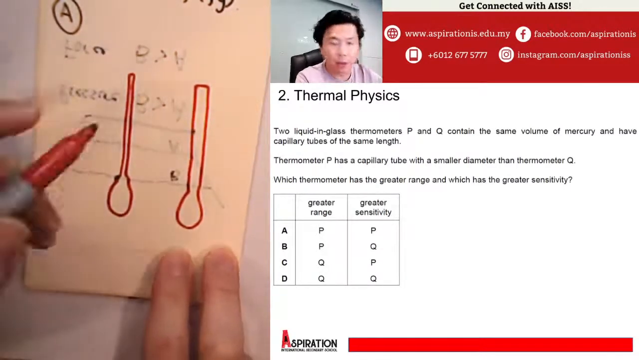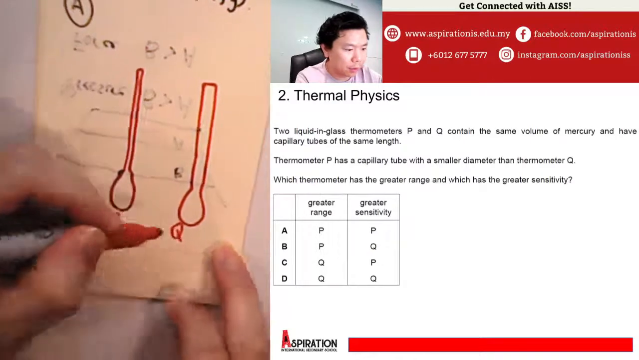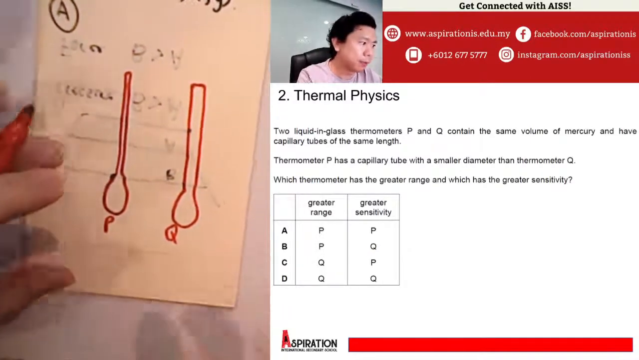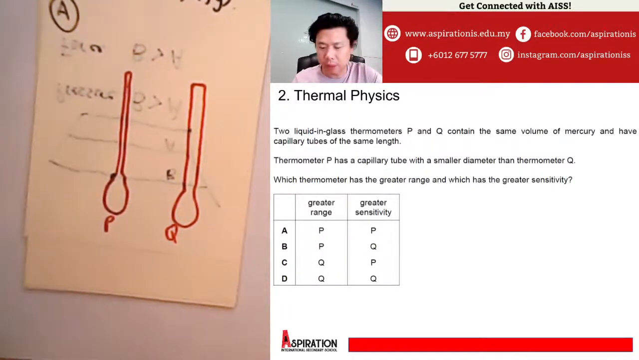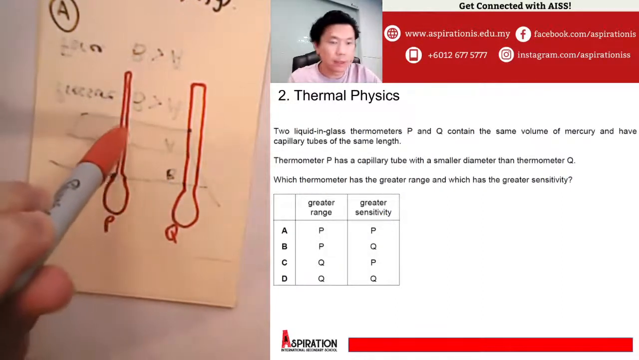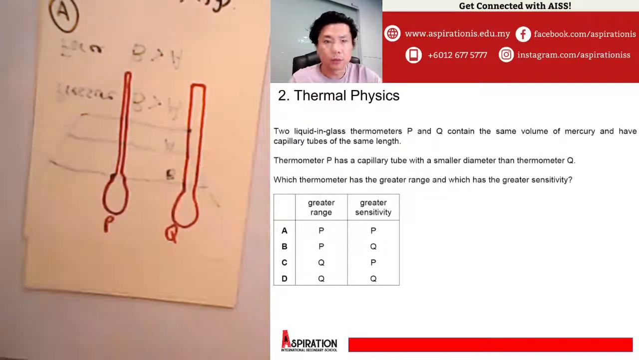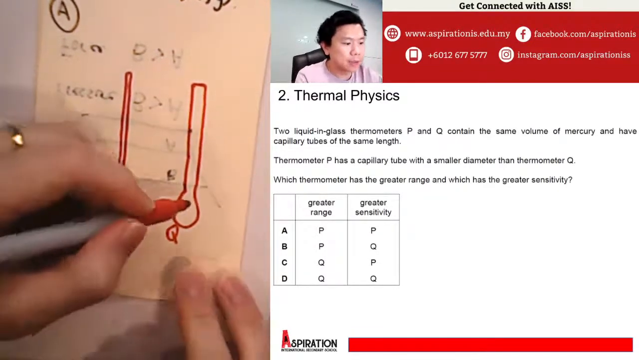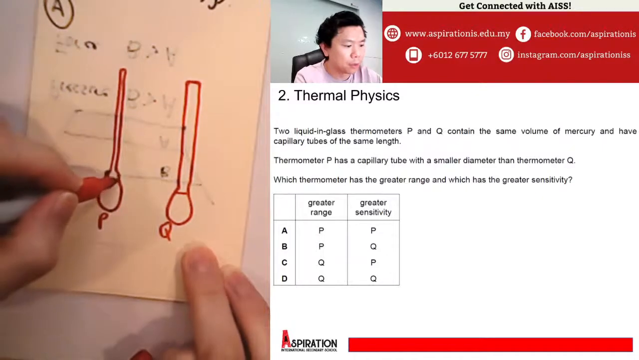So you have here P and Q. Did I represent them correctly? Okay, P and Q. So P has a smaller diameter than Q. Now they have the same volume of mercury.